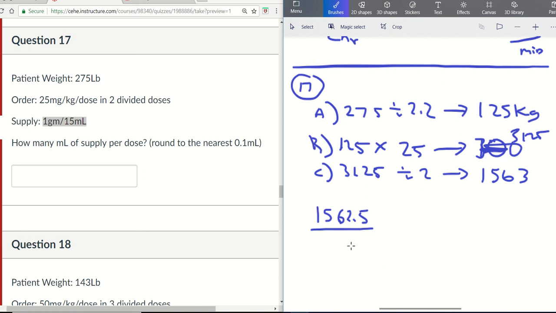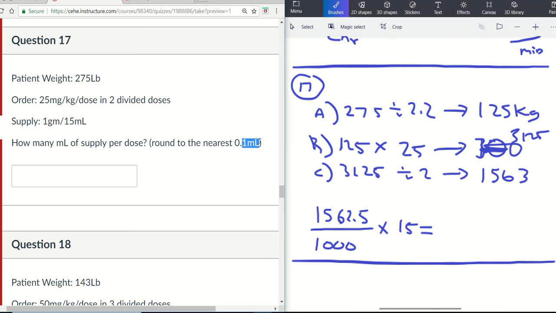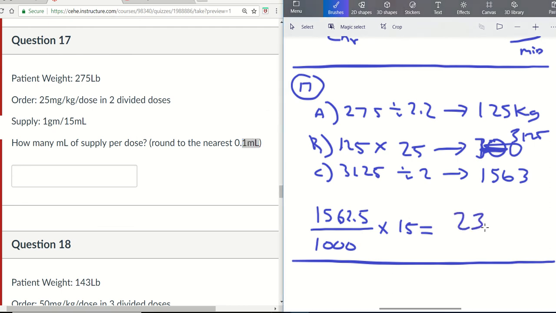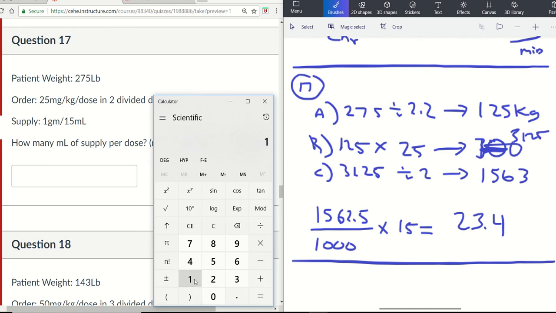The supply is 1 gram, which is 1,000 milligrams per 15 ml. How many mLs would you deliver? 1 decimal part. 23.4, you say? Let's punch it in. 1,562.5 divided by 1,000 times 15. Yeah, round down to 23.4.